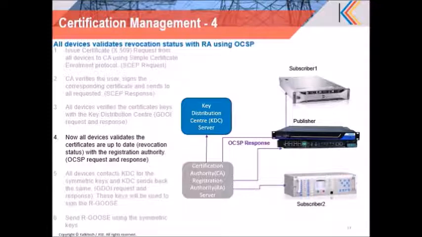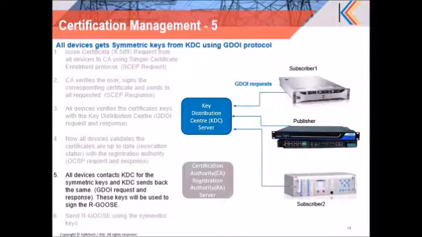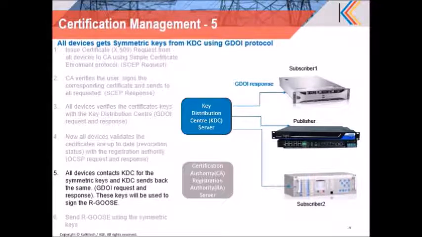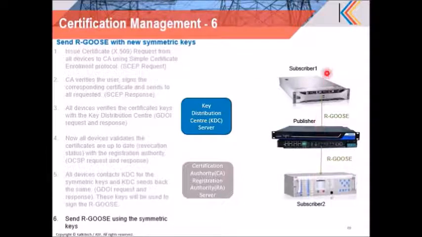Then after validating the certificate, approval is given using the OCSP response. Now all the devices validate that the certificates are up to date with the registration authority, and that is done using OCSP request and response. Now all the devices also request the symmetric keys, and the key distribution center sends back the symmetric keys based upon the GDOI request and response method. These keys will now be used for R-GOOSE to transmit the messages, and all the subscribers can use the symmetric keys for decoding the R-GOOSE message. So now the publisher sends R-GOOSE, and the subscriber can decode it based upon the symmetric key. So this is the complete certification management scenario involving all the parties in the network from the publisher to the subscriber.